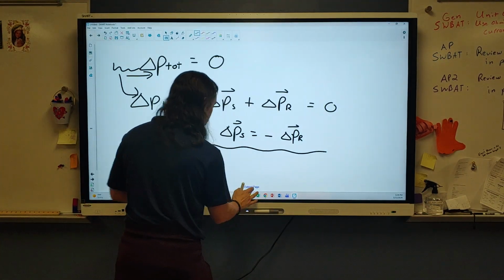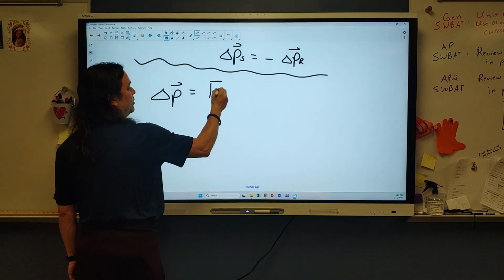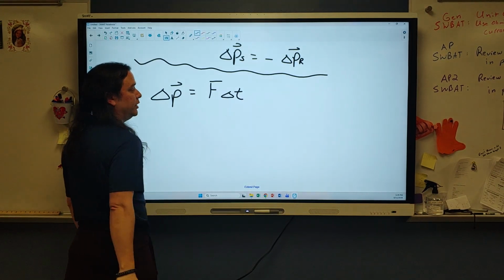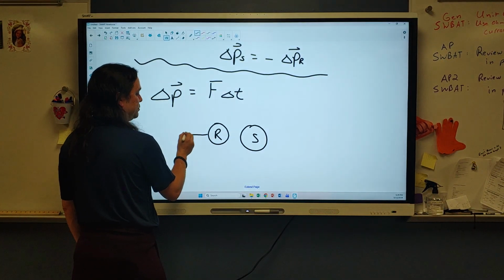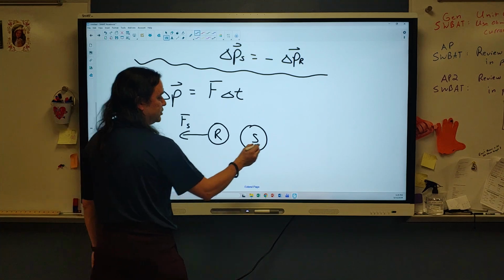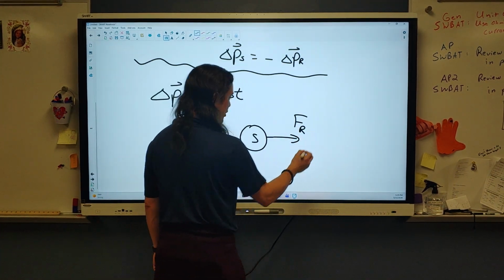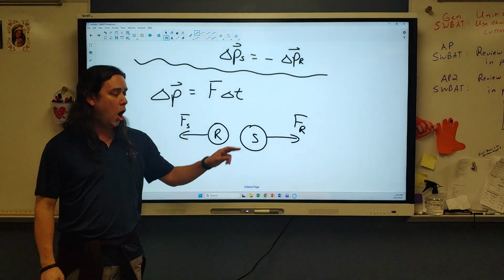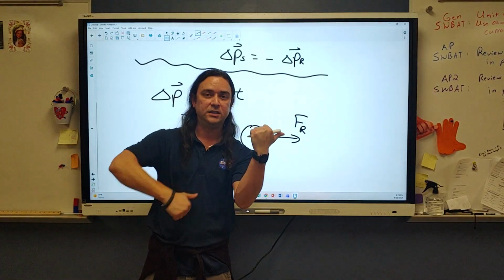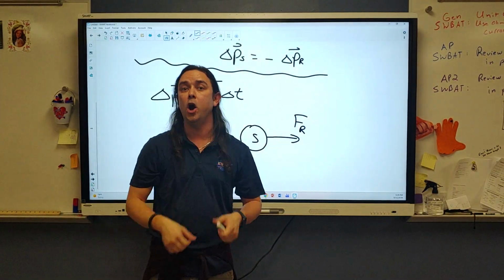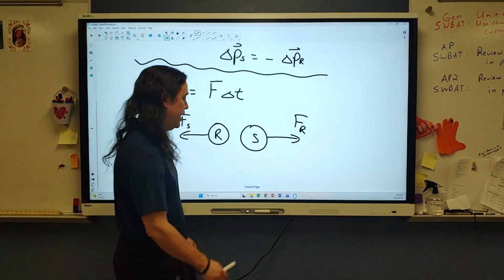Or, as was presented in class, delta P is equal to our impulse, and that would be equal to our force times our collision time. Well, we have disk R and disk S. R experiences a force from S this way, and by Newton's third law, this is an action-reaction pair. However hard R hits S, S hits R just as hard. The force on S is equal and opposite to the force on R because they are a Newton's third law pair. That's another fundamental physics principle, Newton's third law, that I'm appealing to.